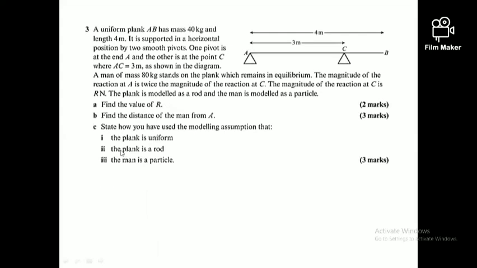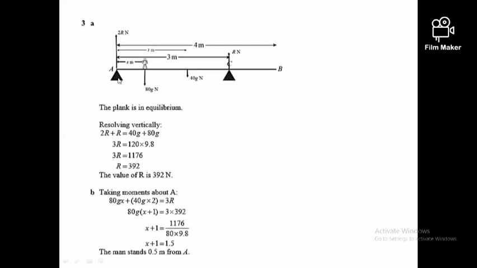Then part 2. The part 2 question is to find the distance of the man from A. We need to find the x value. To find it, I'll consider the moment around A. There won't be any moment due to 2R, so it won't come into account. So you can mark the clockwise moments as x times 80g plus 2 meters times 40g, equal to this value: the length 3 times R. This is the anticlockwise moment, right?